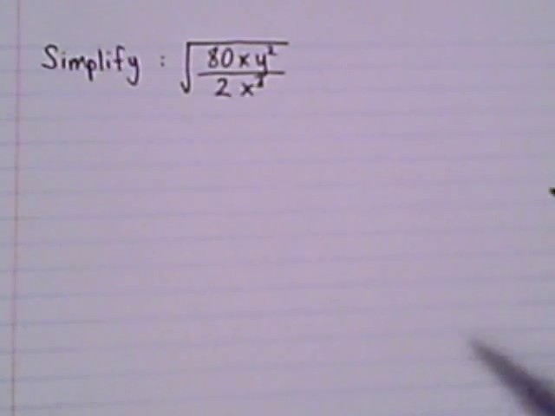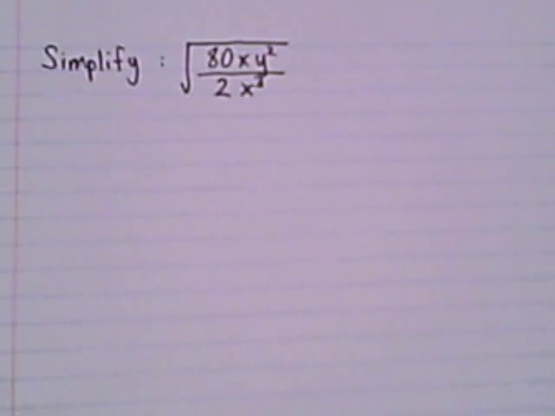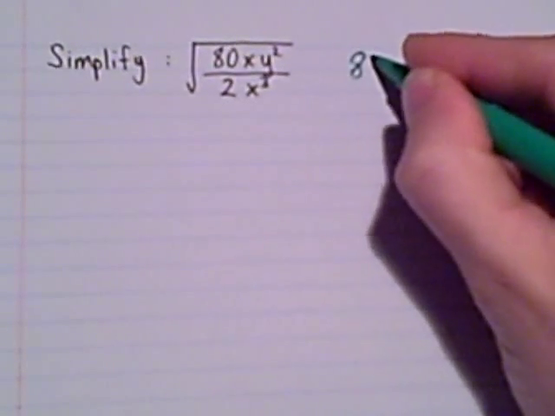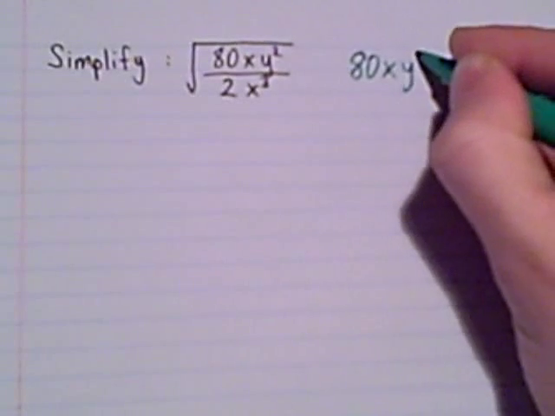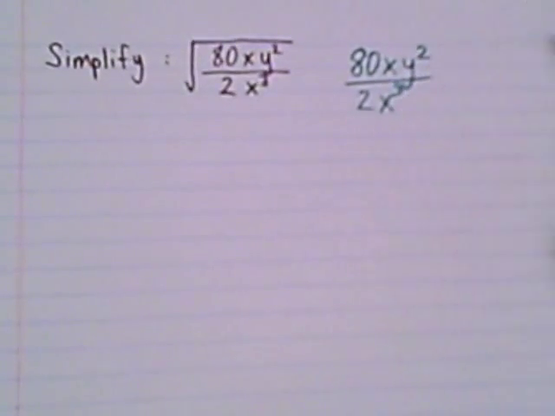Another similar example, we have a fraction inside of a radical. And with these problems, I think first try to simplify the fraction. 80xy squared over 2x to the third.